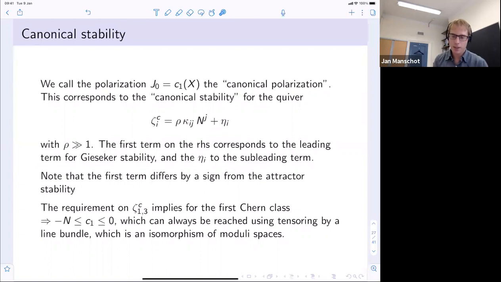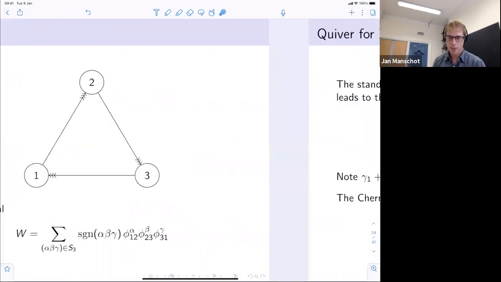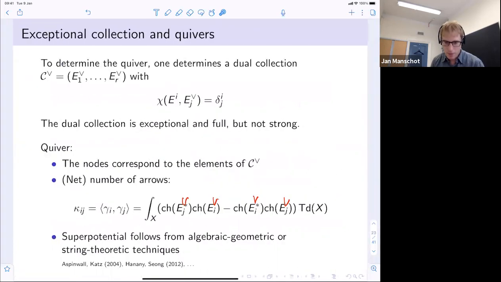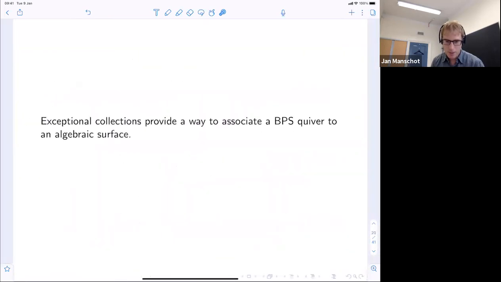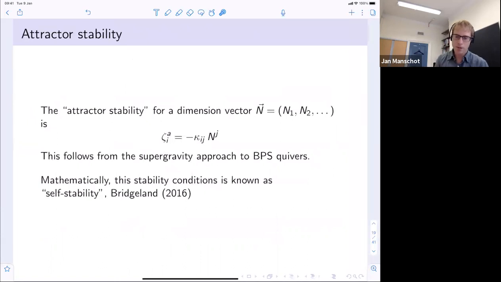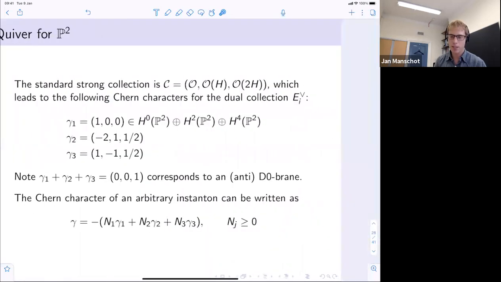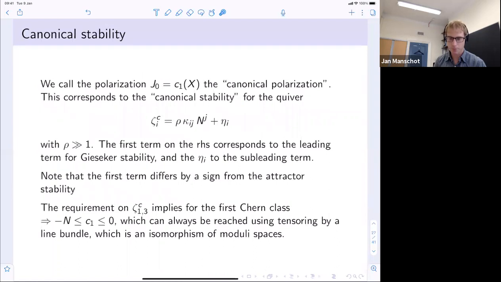Now an interesting point to note is that this looks like what we had for the attractor stability a couple of slides back. Where did I have it? Right here. Here we had minus kappa ij times nj, and here we have plus kappa ij times nj. So in that sense it's opposite. It looks like it's the opposite of the attractor stability.